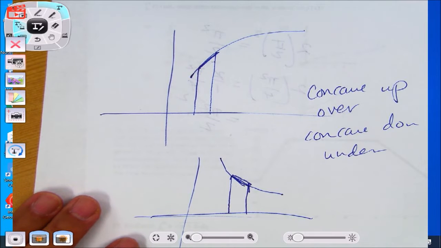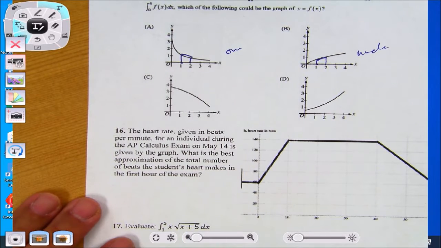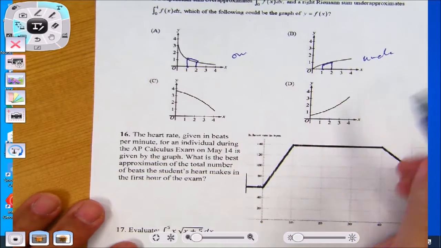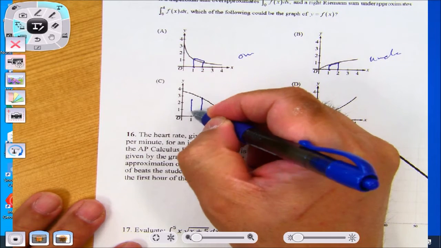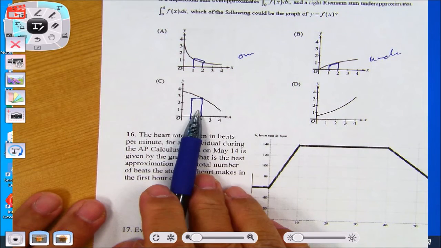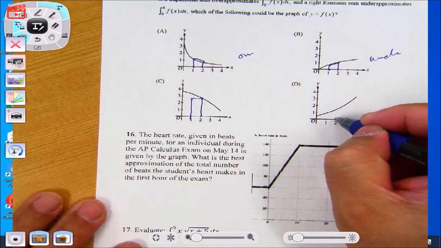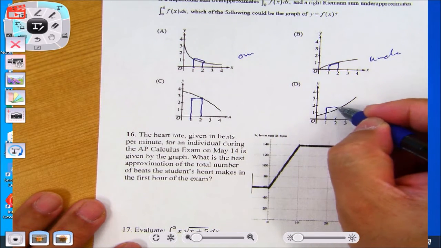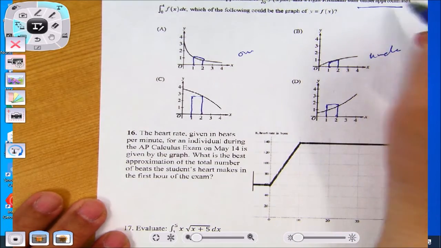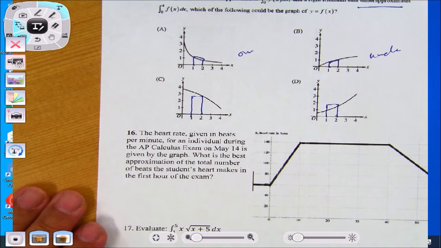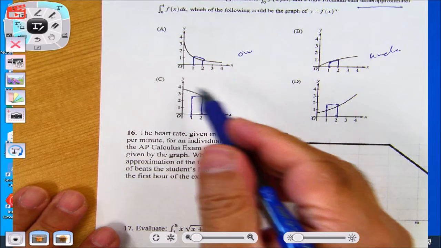Now, what about the right Riemann sum? I want to draw a right sum. From 2 to 1, the right sum will be like this, so that's an under approximation. And over here, if I draw from 1 to 2, the right sum will be this one, which is an over approximation. And this example is looking for an under approximation. Why did we do trapezoid for A and B and then right for C and D? Because I didn't want to pull out a graph.